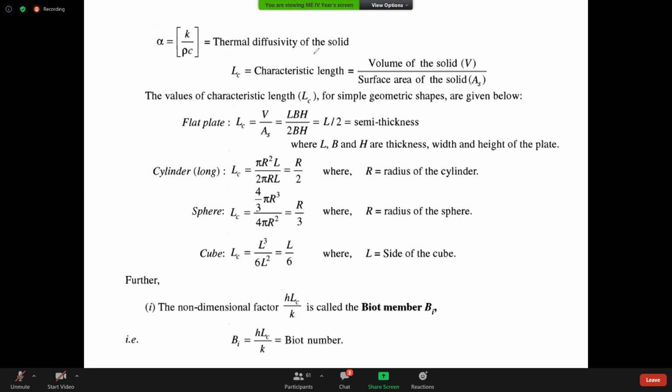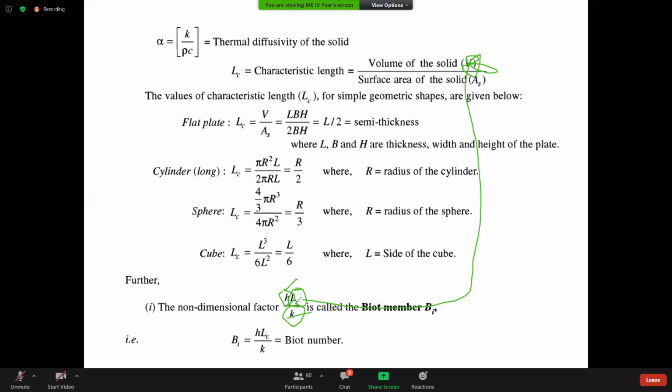Without characteristic length, you cannot do anything. The non-dimensional number which we use here is the Biot number. That Biot number is nothing but h LC by K. h is the heat transfer coefficient, LC is the characteristic length, which can be calculated with the help of this particular geometry. K is the thermal conductivity of the material, not the fluid.